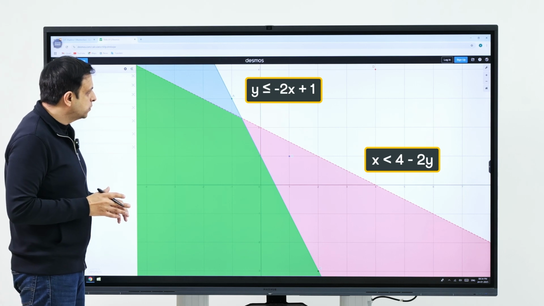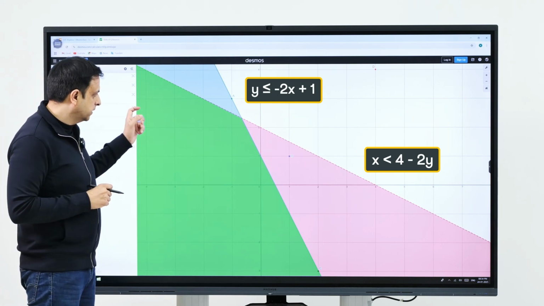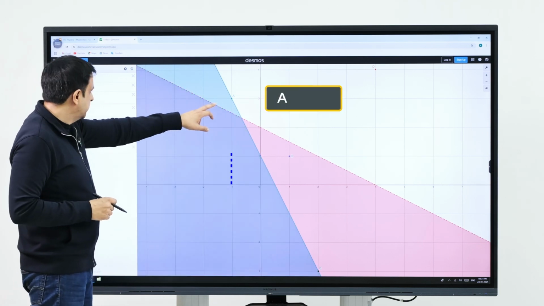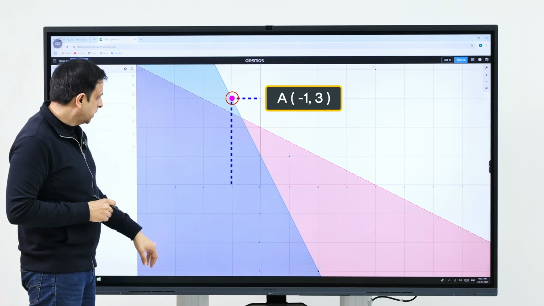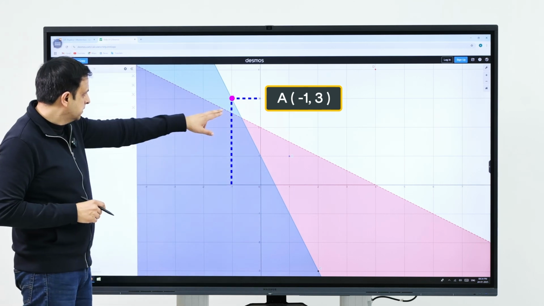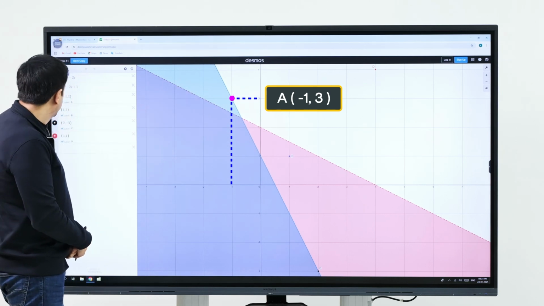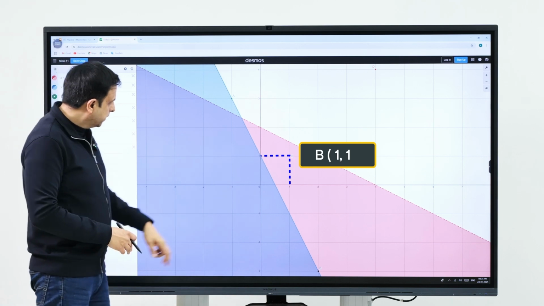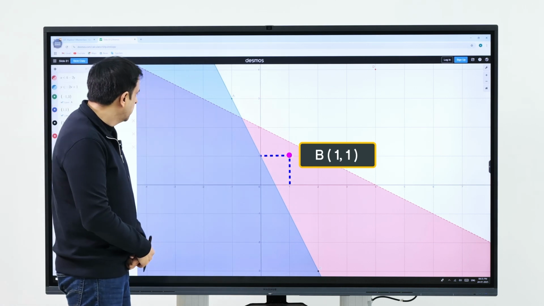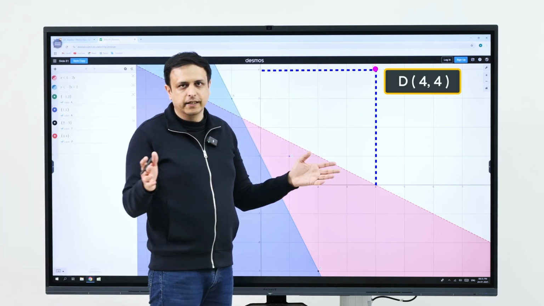So all we need to do is to find out which of the 4 given points lies in this intersection, or lies in both the half planes. So point A is -1, 3, does not satisfy the first inequality because it lies above the first boundary line. Point B is 1, 1, which lies in the first half plane but not in the second one. Point D is 4, 4, which lies all the way over here in either half plane.